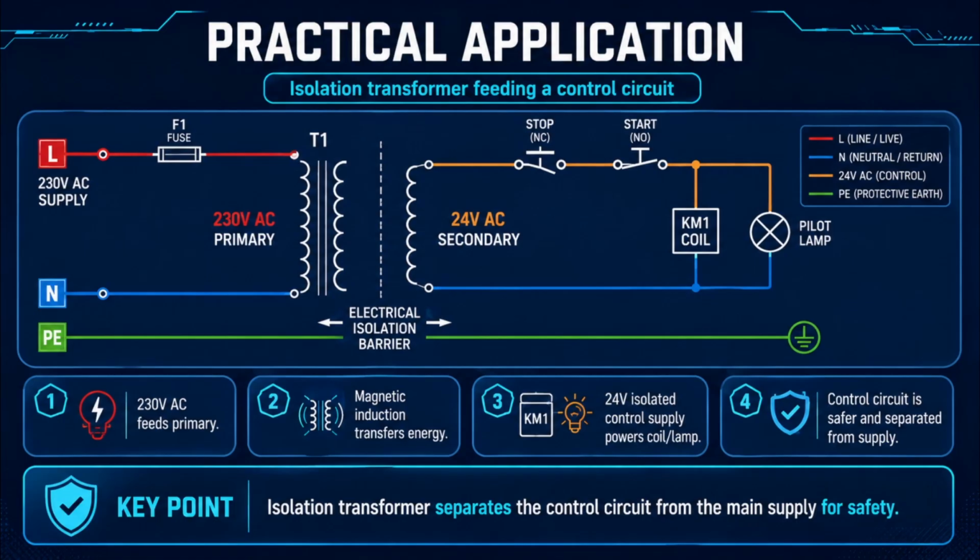In this control circuit, the 230-volt AC supply feeds the primary of transformer T1 through fuse F1. The secondary provides an isolated 24-volt AC control supply for the stop button, start button, KM1 coil, and pilot lamp. Because there is no direct electrical connection between the primary and secondary, the control circuit is separated from the main supply, improving safety and reducing the risk from supply-side faults.